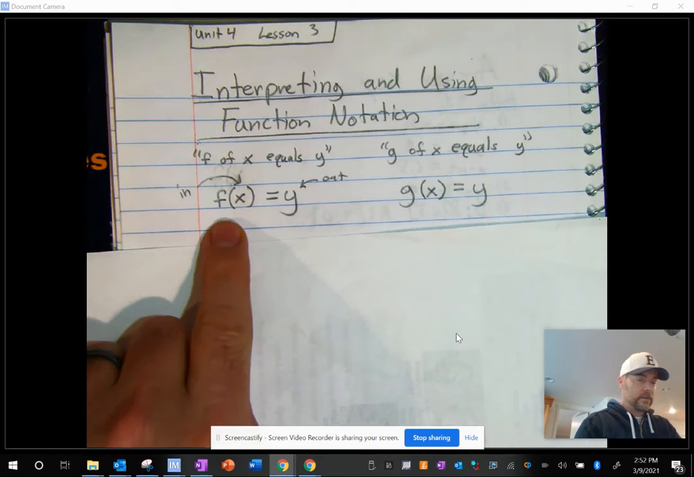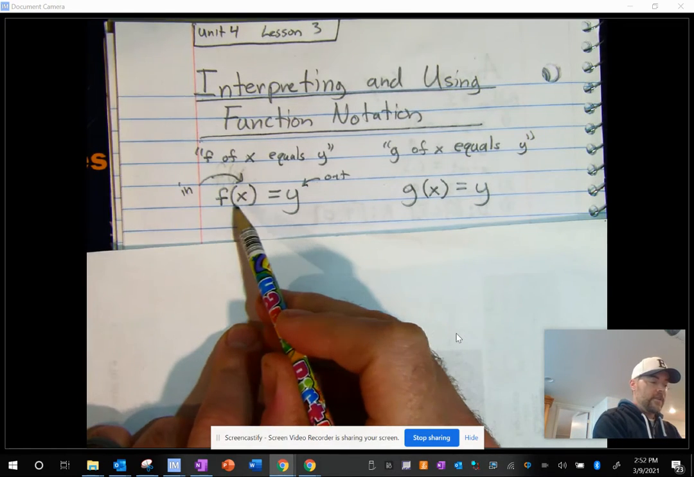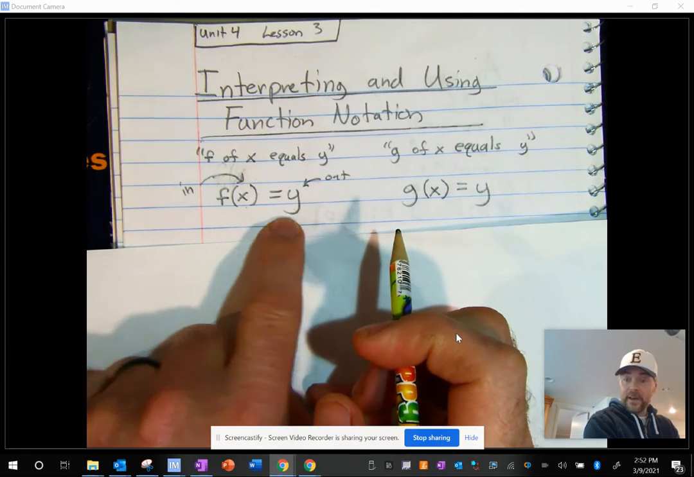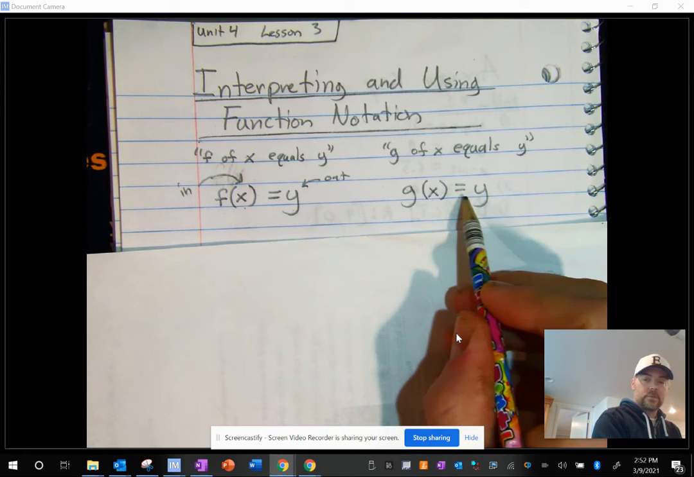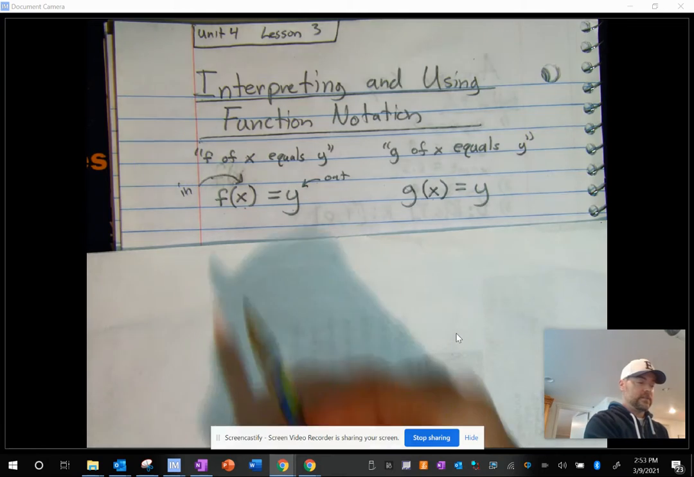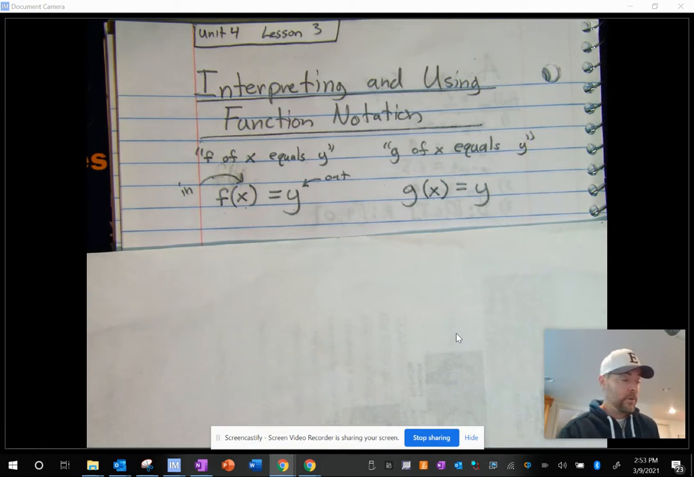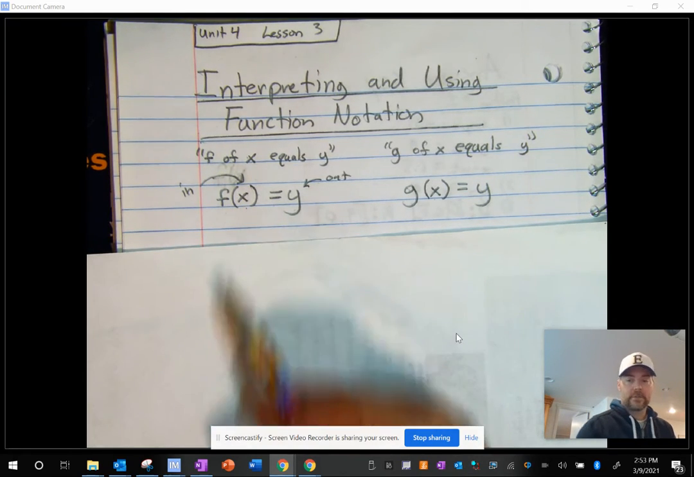Remember, it's little markings that look like this, and this says f of x equals y. That's how we say this using our words instead of math. And this also means g of x equals y. Now we can use any letter that we want to denote the type of function it is. So this would be function f, function g. We could use function h. We could use function q if we want. And we would say q of x equals y or equals something else. But this is just how we read this math notation.